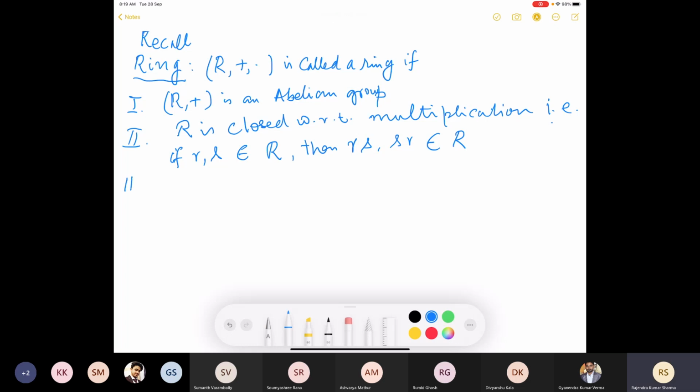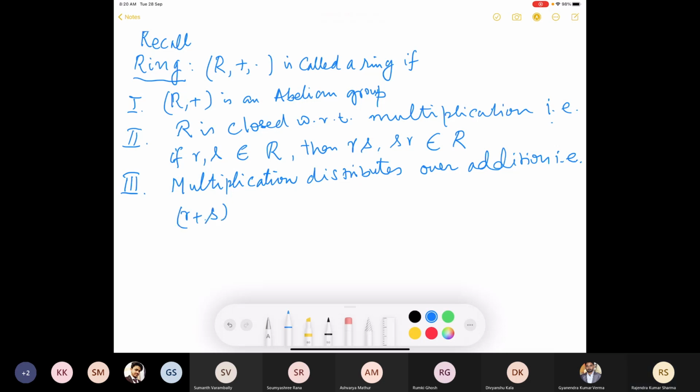And the third thing is that the multiplication distributes over addition. That means both the laws, from the right as well as from the left. So that means (r + s)t is the same as rt + st, and r(s + t) is the same as rs + rt for all r, s, and t in R. I have written R like this and sometimes like that. Now you can also write this the same way.